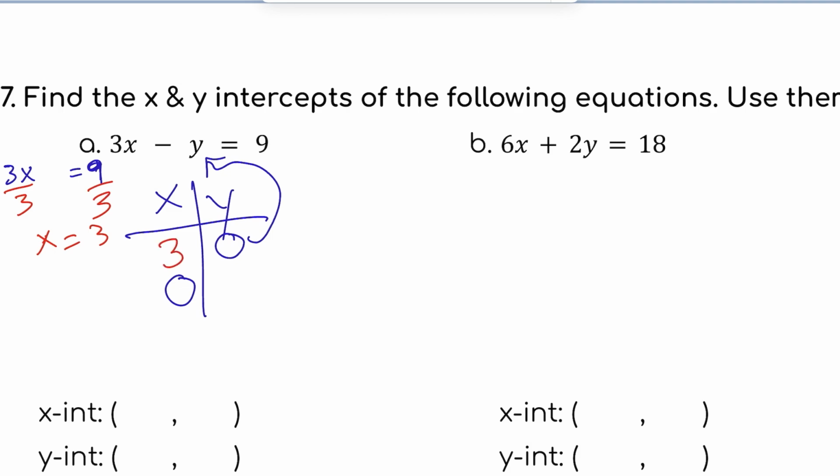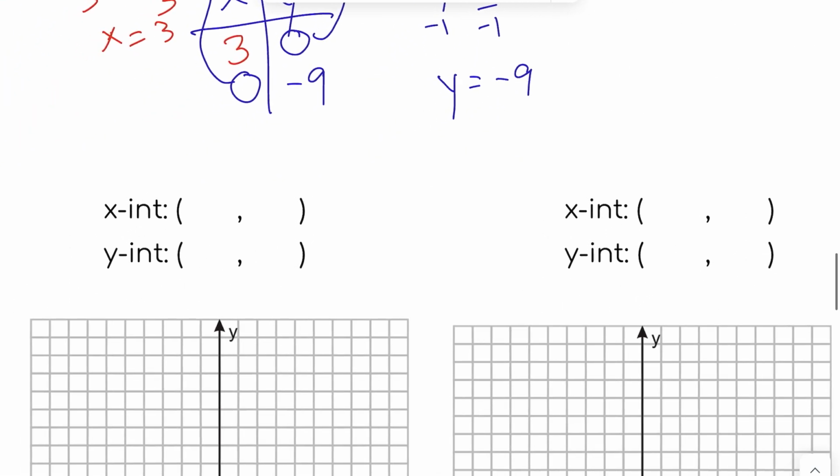Then we're going to repeat that with the 0 in for x to find the y-intercept. So it goes in there, and we're going to do 3 times 0 minus y equals 9. 3 times 0 is gone, so I'm just going to erase it. And then this is like a -1y, so if I divide by -1, we'll get y equals -9, and that is our y-intercept. So x-intercept is 3, 0. Y-intercept is 0, -9. You put those 2 points on the graph and connect them.